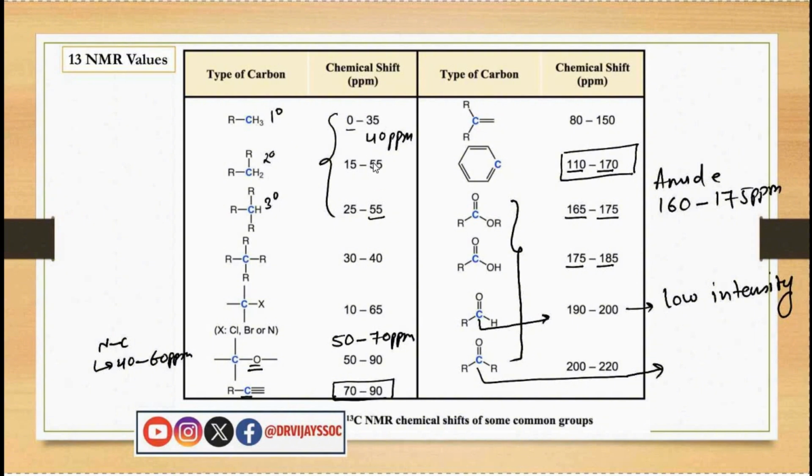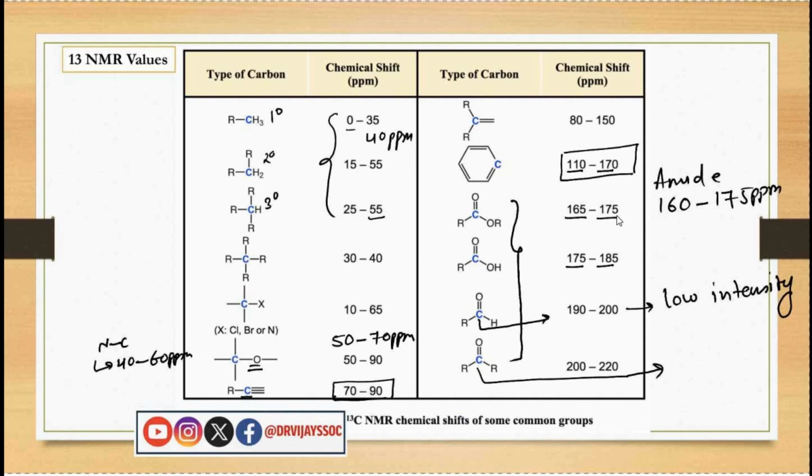When it is secondary, it is slightly deshielded. Tertiary is coming maximum 55 ppm. When it is connected to the oxygen, then it comes from 50 to 70 ppm more often, but it could go to 90 ppm depending upon the structure. Acetylene carbon comes from 70 to 90 ppm, and benzene carbons come from 110 to 170. These values for the functional groups are very important to remember.